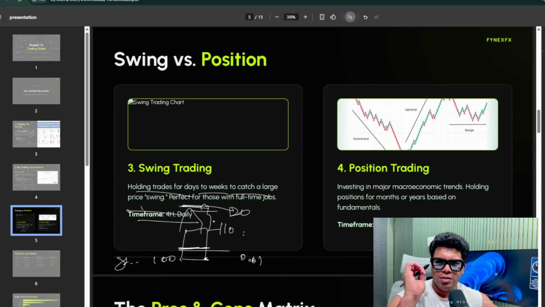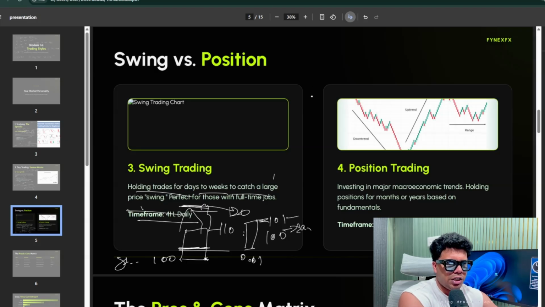Why are you holding for these times? Because it depends on your targets. If your target is like 100 to 101, you can be a scalper trader. It's achieved within a minute, within seconds. That's why you choose the scalper, okay?